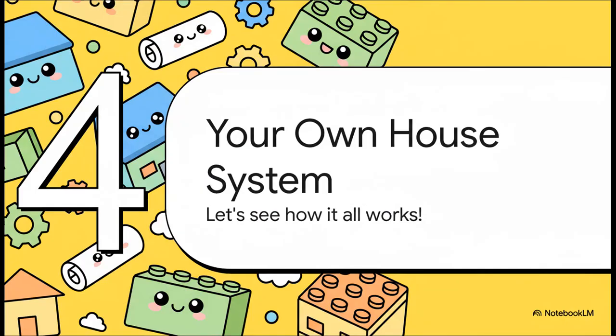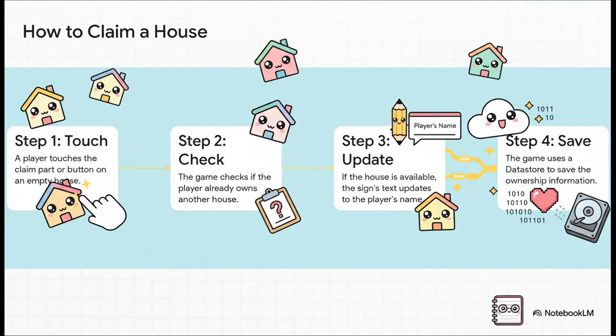Okay, so learning the theory is great, but let's connect all the dots. Let's see how these pieces, objects, properties, and methods all come together to create a real system you've definitely seen in tons of games, claiming a house. So how does this actually work? Well, first, you touch a for sale sign. That touch triggers a method. The game then checks a property on your player to see if you already own a house. If you don't, it changes the sign's text property to your name and updates the house's owner property. And then, finally, it saves all of that information in the data store, so you own that house forever. See how it all connects?